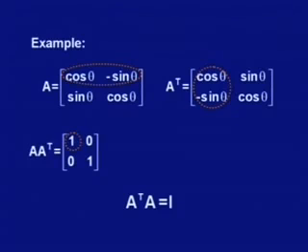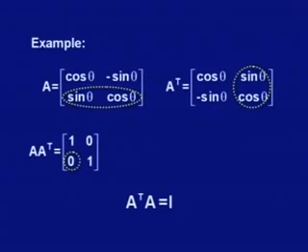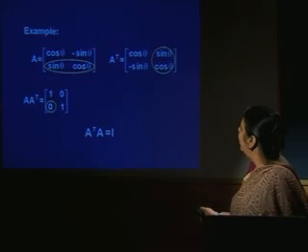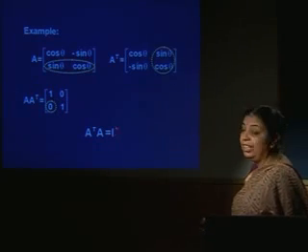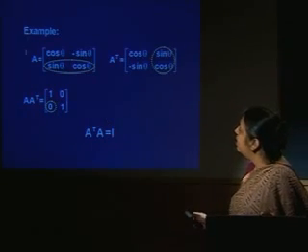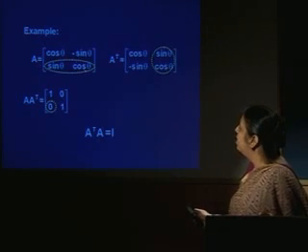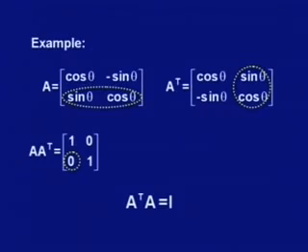Similarly, if you multiply this sin theta cos theta by sin theta cos theta, this column will have 0. And finally, sin theta multiplied by sin theta gives sin square theta, cos theta multiplied by cos theta gives cos square theta, and the result is 1. So A transpose A is nothing but the identity matrix. So we can say that the matrix A is an orthogonal matrix.